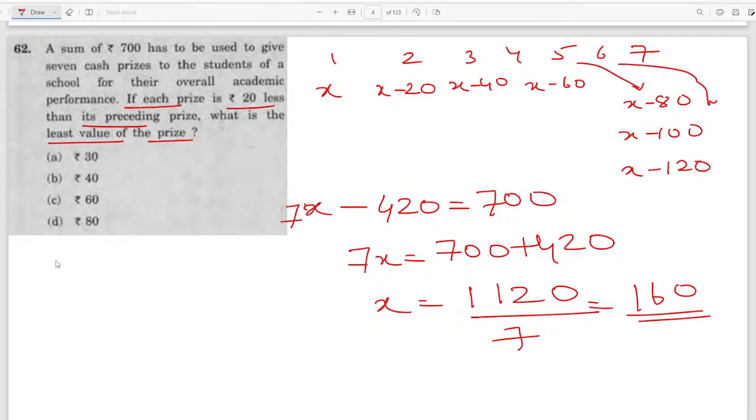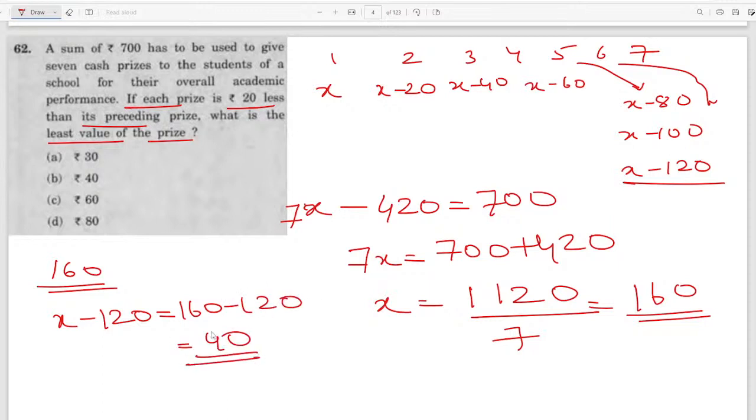So the first prize is 160. And they're asking the least value of the prize. The least value would be x minus 120. x is 160, so x minus 120 is equal to 160 minus 120, which is 40. Correct answer is option B.